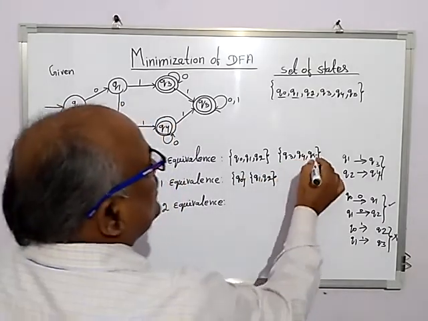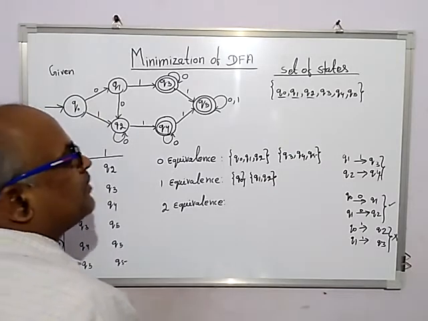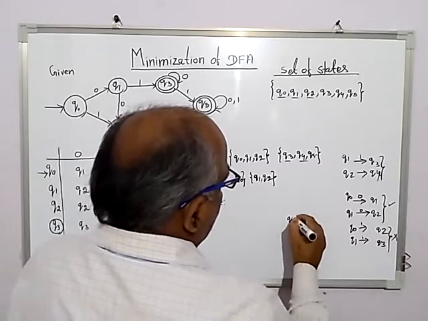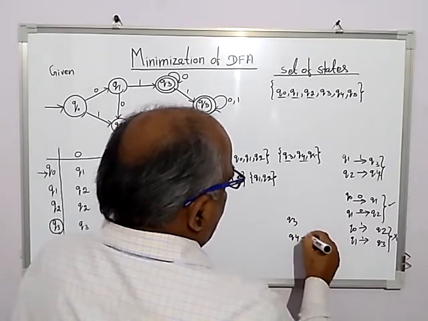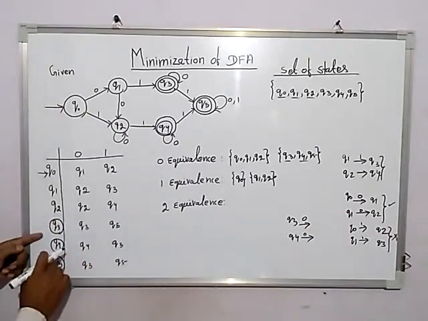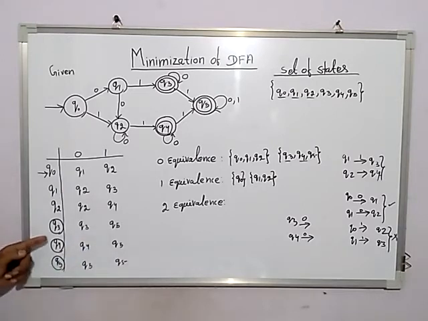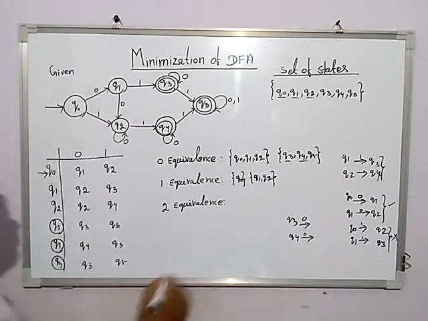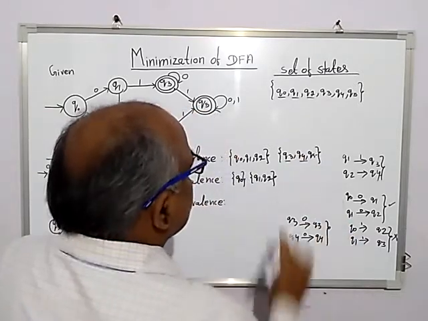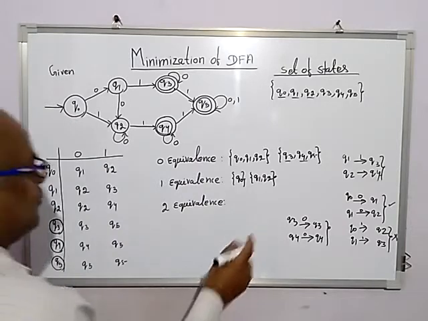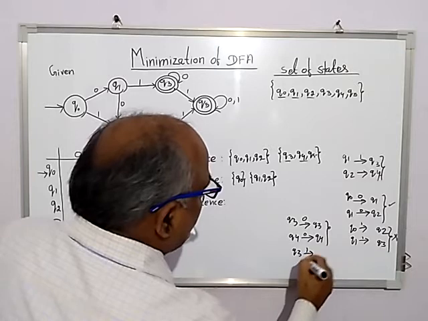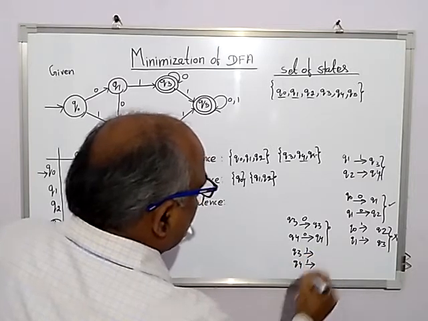Similarly, you see Q3, Q4, Q5, whether these are 1 equivalent or not. For this purpose, we consider Q3 and Q4. So Q3, Q4, what will happen for 0 input? Q3, Q4 for 0 input will go to the next states Q3, Q4. These are in the same set. So these are 1 equivalent. Again, Q3 for 1 input and Q4 for 1 input.